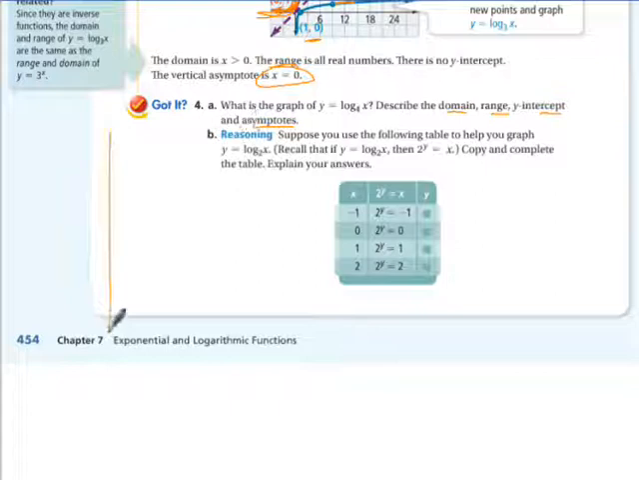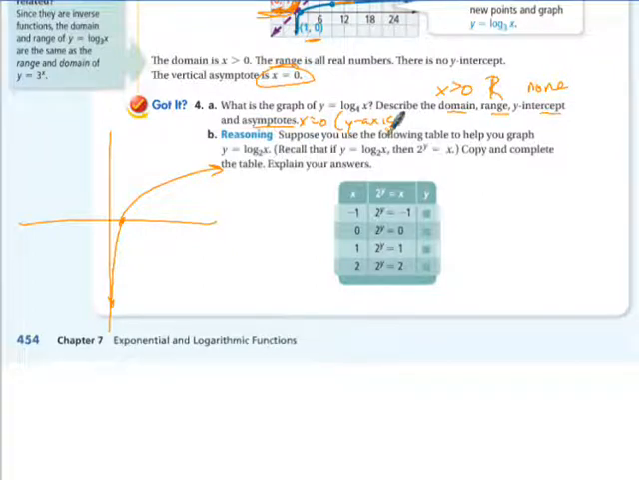All right, you've unpaused the video. I'm just going to give you a quick sketch, guys. It's going to look something like this, and it comes up and turns and goes this direction. Yikes, that's ugly. But big picture things, the domain is going to be x is greater than 0. The range is all reals. The y-intercept, there is none. And the asymptote here is x equals 0, or you could say the y-axis.